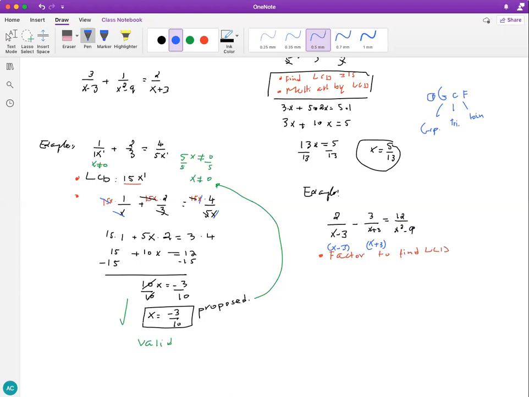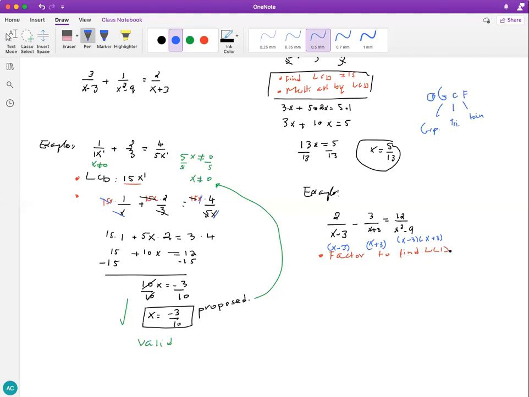So this one, for example, is a binomial. What is the factored form of this? x minus 3 times x plus 3. That's right. So that's what we call binomial factoring, or the difference of 2 squares, x to the second and 3 to the second.